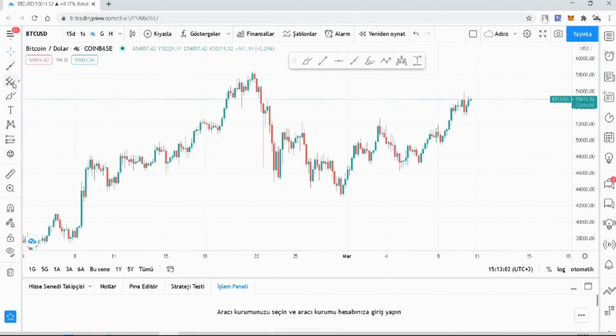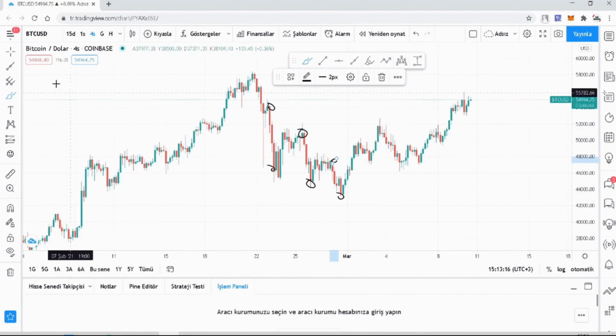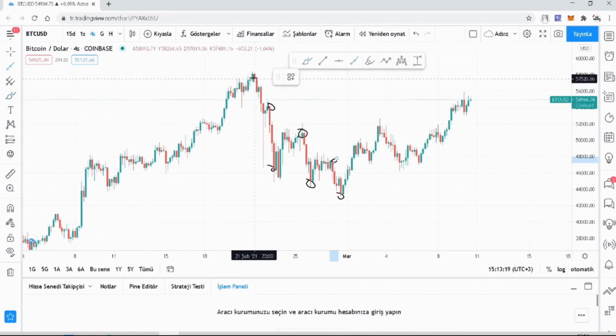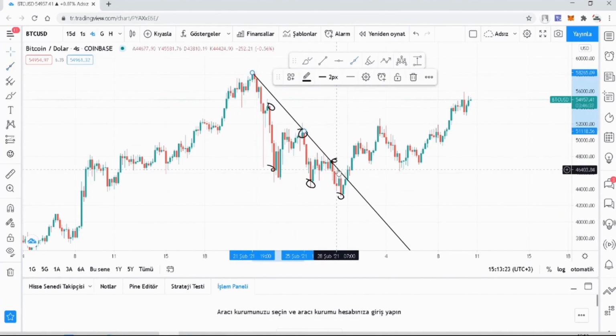Here, we can see that the lows in a downtrend should always be below the previous low. Look, they are always lower here. We see that the peaks are always below each other. This is a downtrend. And if we draw from the point where the trend started to the next peak, we can see the resistances this way.